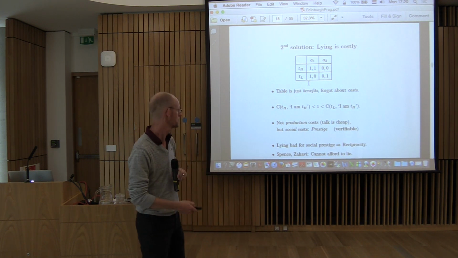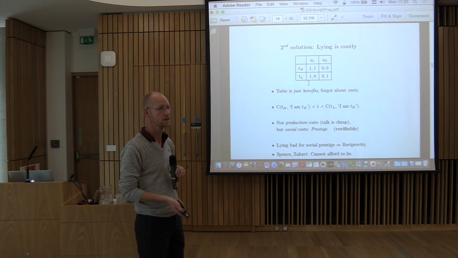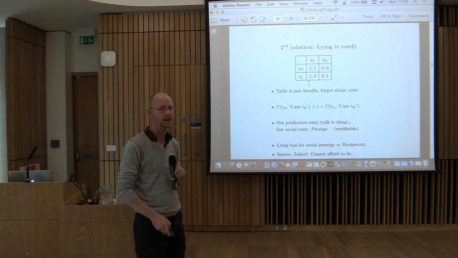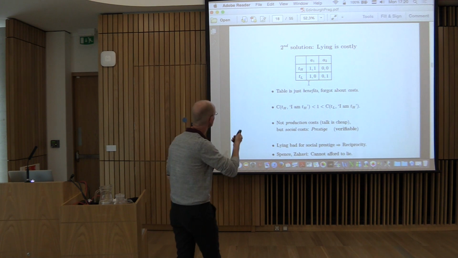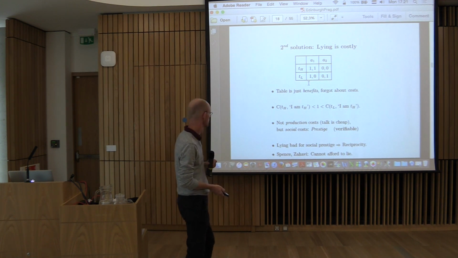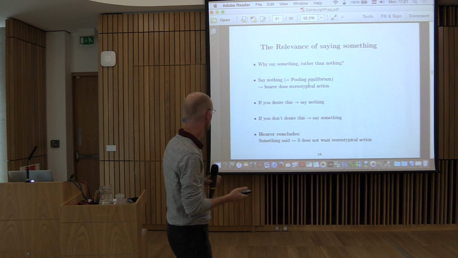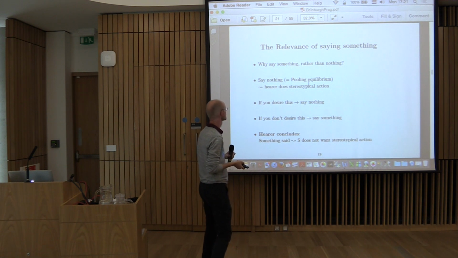Maybe not in terms of production costs, like the tails of the peacock, right? But maybe it can be in terms of social costs. So if you lie and you will be caught, right? Then you will be punished to death. That can be a cost as well. And then maybe you can make use of costly signaling after all. Okay. Relevance and matter. Can we say something about that? All right. The relevance of saying something.